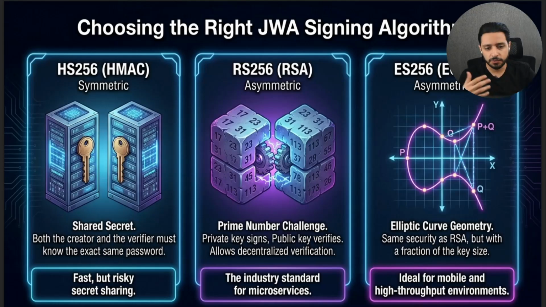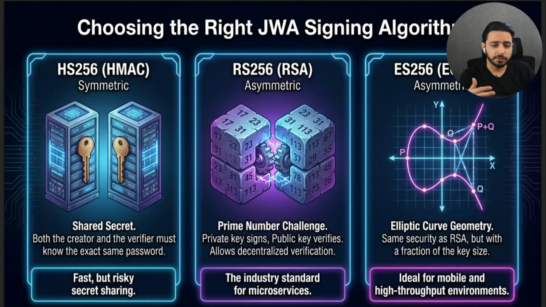The other one is RS256, which is asymmetric. This uses a public-private key pair. The server creates the token using a private key, but anyone else can verify it using a public key. This is perfect for microservices because you can give the public key to every service in your system without worrying about them creating fake tokens.